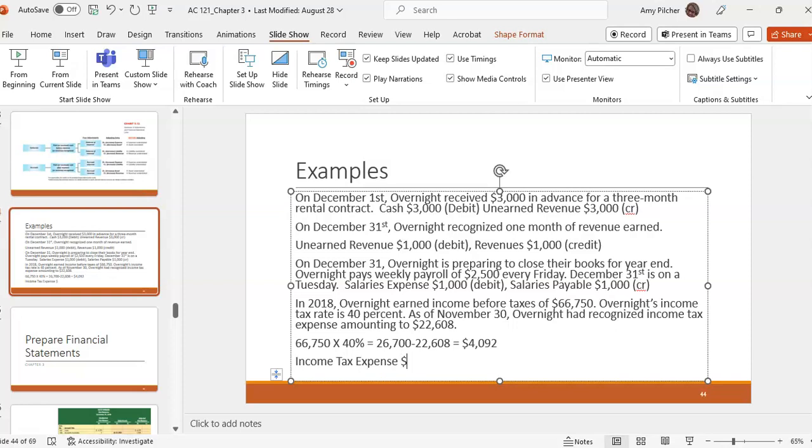Okay, so the entry for that is we have income tax expense of $4,092 as the debit. And then we have income tax payable of $4,092 as the credit. Okay.